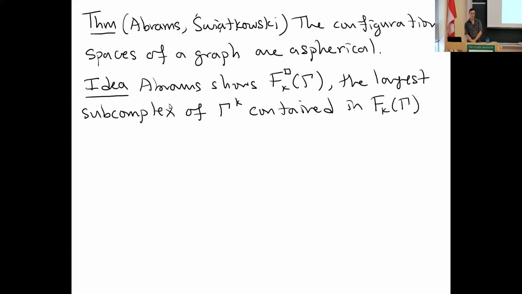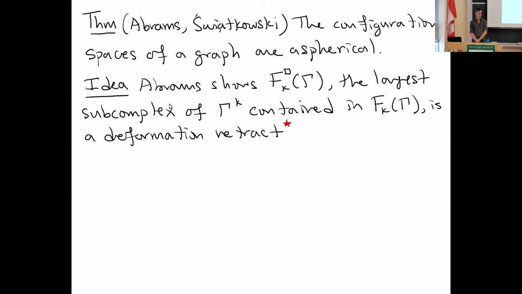of the configuration space. The configuration space itself does not have a cell structure because I've taken this beautiful cell complex and I've torn out the diagonals, which have nothing to do with the cell structure. So I've ruined the cell structure in doing so. But there's this sort of closest approximation to the configuration space by a subcomplex, and that's this F_k box.